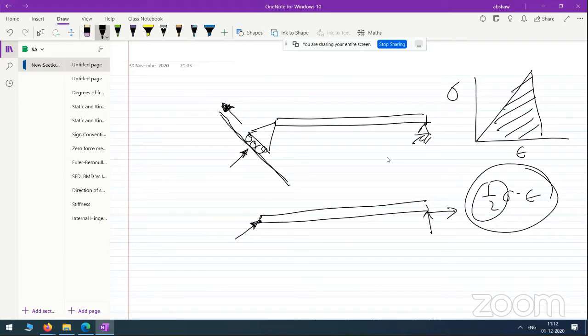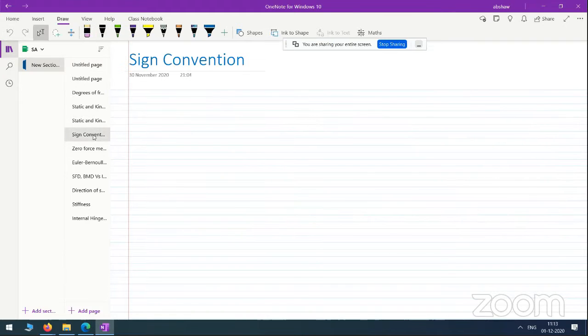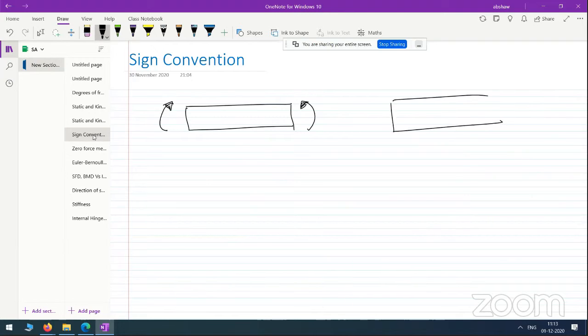Okay, so let us move on to another confusion, that is sign convention. What are the sign conventions we have taken so far in bending and shear? If we take a section of a beam like this, then this bending moment and this bending moment are considered positive bending moments, or sagging bending moments, right? And if the bending moment is like this, this is a negative bending moment, this is a hogging bending moment.